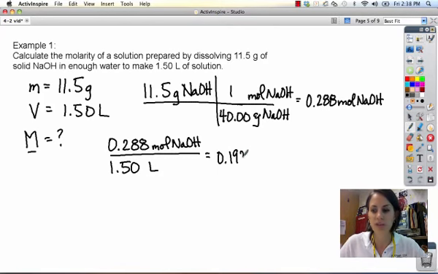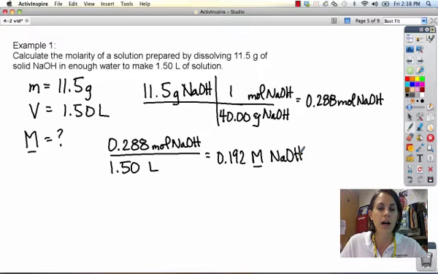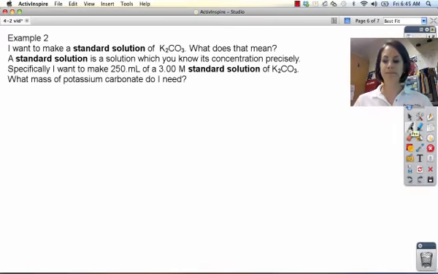Alright, so that's the concentration of my solution. It's really important, again, to check over your units. We emphasize this in this problem, so if my units are not the same, I'm going to need to convert to make them fit into my formula. Here we go.